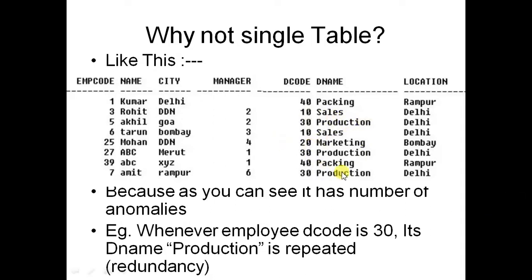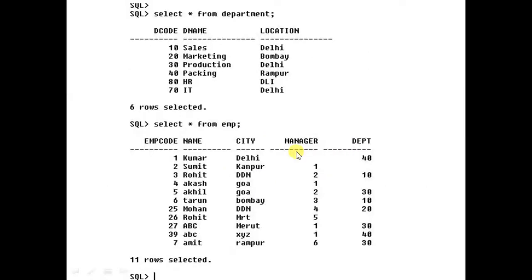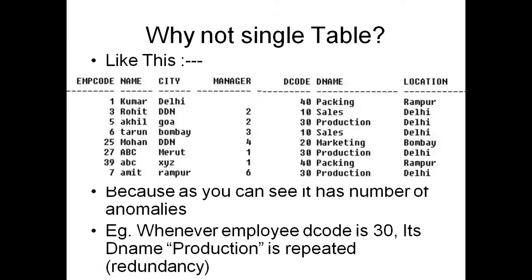Second was deletion anomaly. Now suppose the record of Kumar is removed, suppose Kumar and ABC are removed. What will happen? The details of the packing department will be lost, because if we delete these two records, this one and this one, you cannot tell that there is department number 40. But in the separate tables, if ABC and Kumar are removed, the details of 40 remain here. So this was the benefit of creating different tables. So this was deletion. Third was insertion.